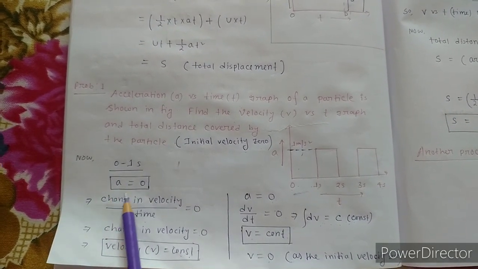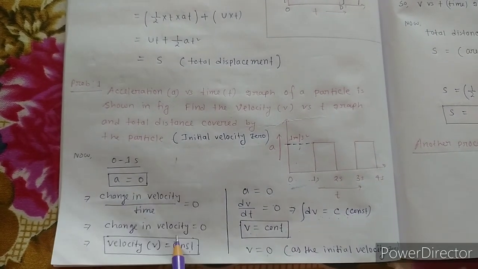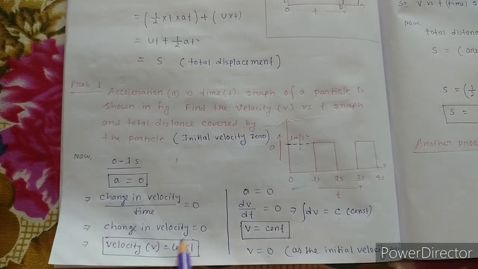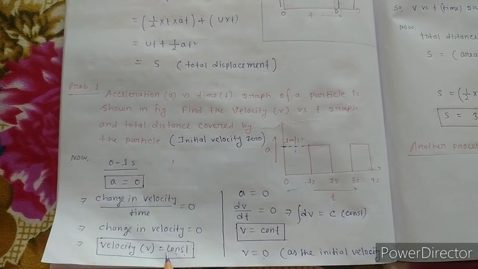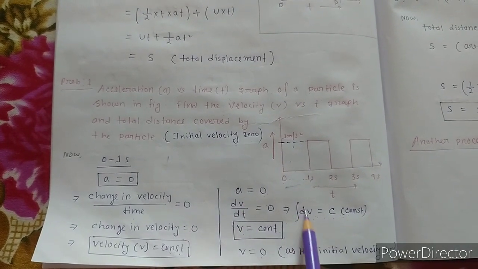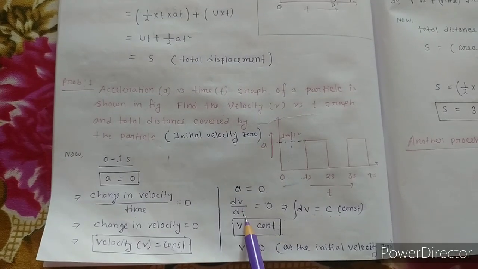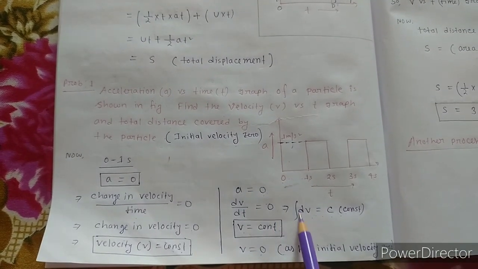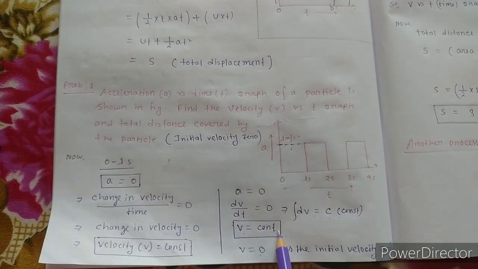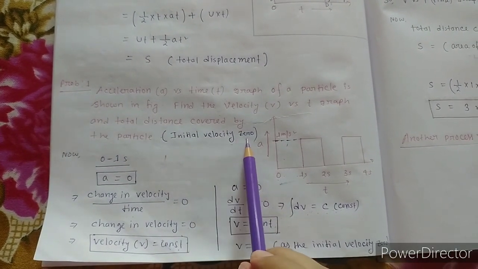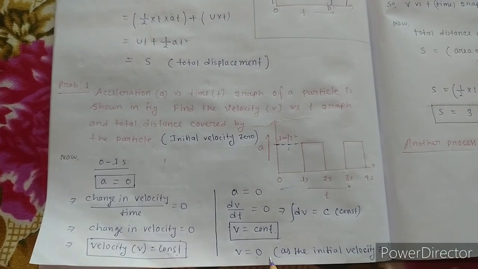Now the acceleration of the particle is the change in velocity by time. So the change in velocity equals 0. It implies that the velocity remains constant and does not change with time. It can easily be proved by differentiation. a equals 0, so dv/dt equals 0. We get integration of dv equals constant. So v equals constant. As the initial velocity of the particle is 0, in between 0 to 1 second, the velocity of the particle will be 0.